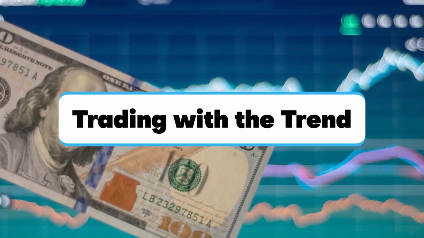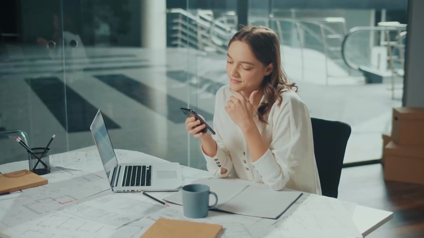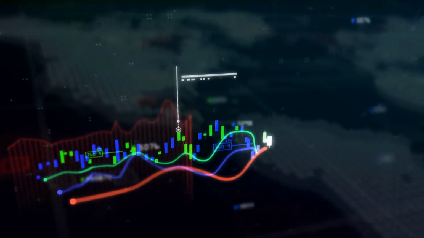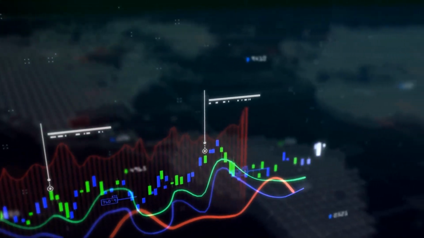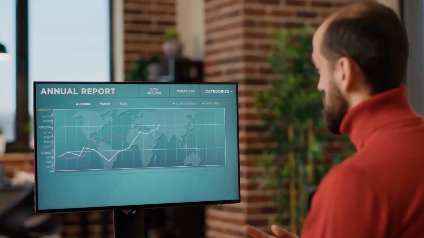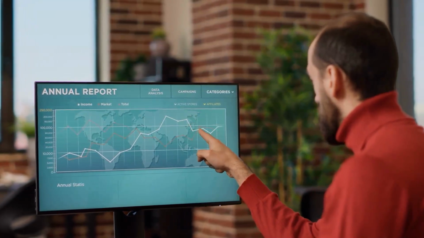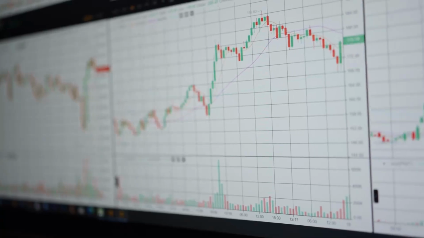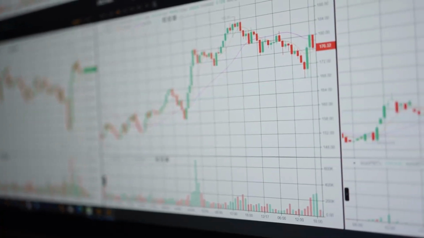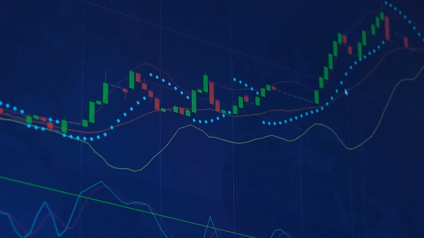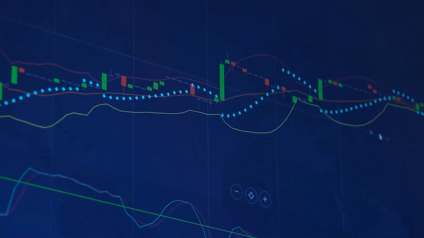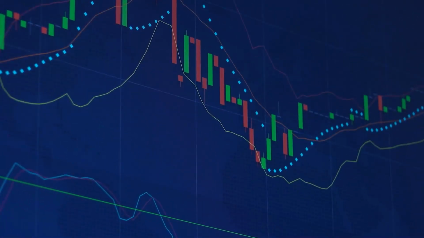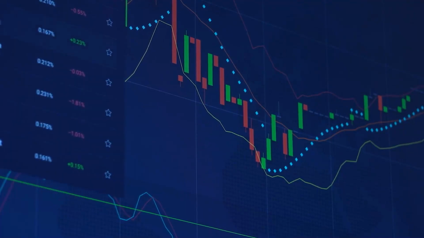Trading with the trend. Trading with the trend is a strategy that can be used to manage risk in volatile markets. When the market is volatile, it can be difficult to predict the direction of the price movement. Trading with the trend can help traders identify the direction of the price movement and take advantage of it. Traders should use technical analysis tools such as trend lines, moving averages, and indicators to identify the trend and enter positions in the direction of that trend.